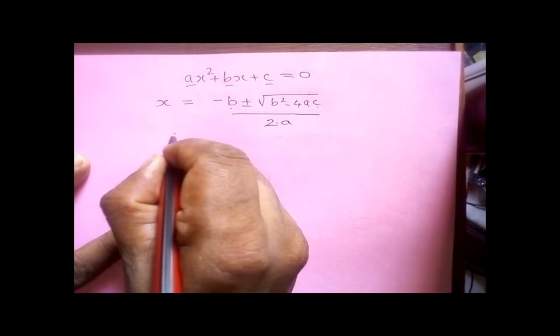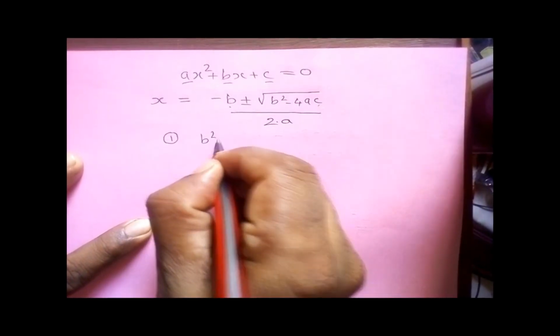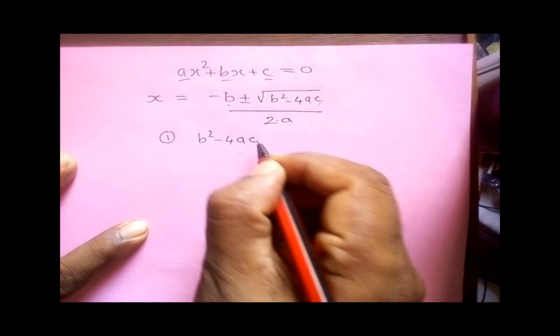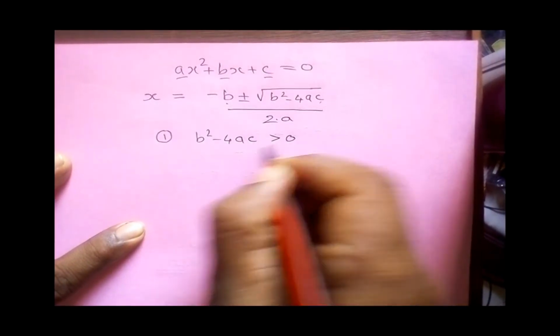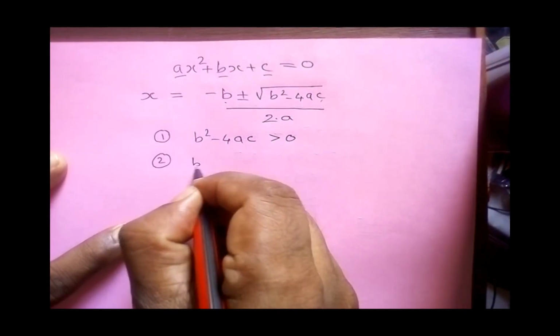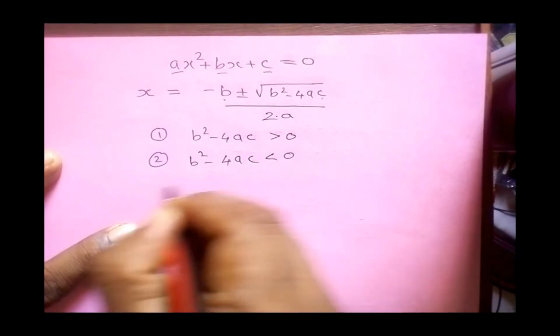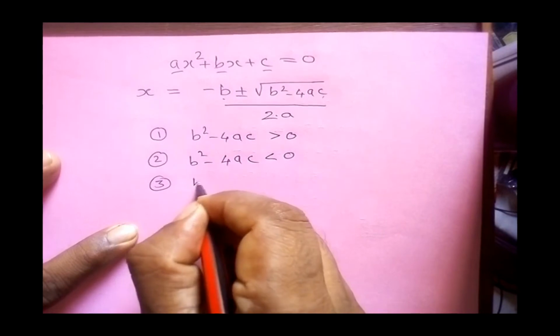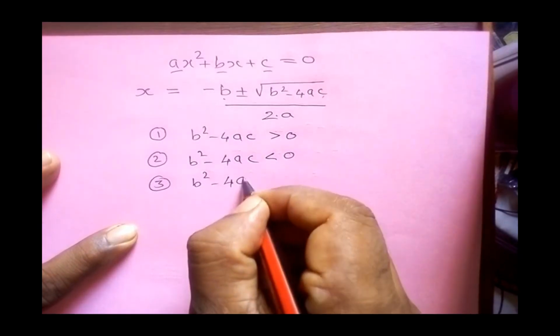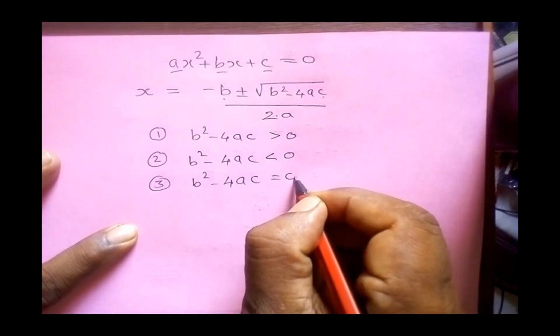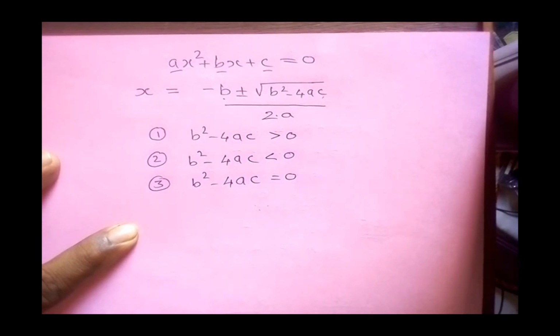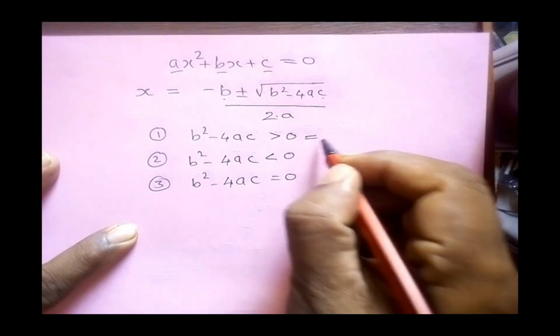Suppose case 1, b square minus 4ac is greater than 0. Case 2, b square minus 4ac less than 0. Case 3, b square minus 4ac equal to 0. So in this case, what is happening?